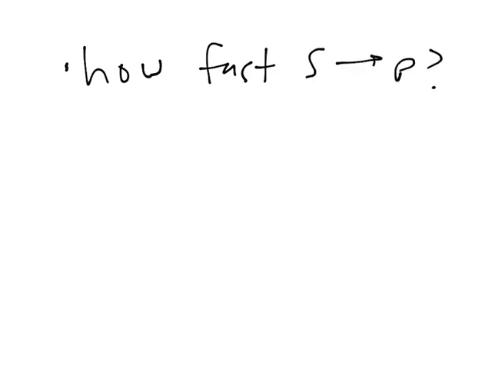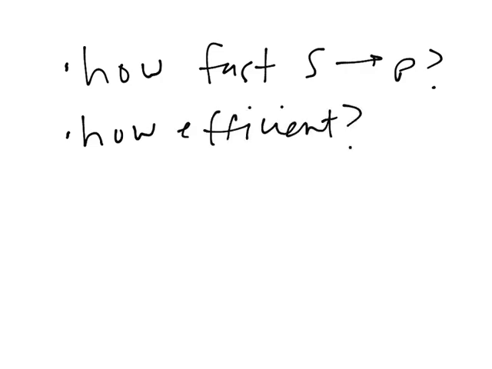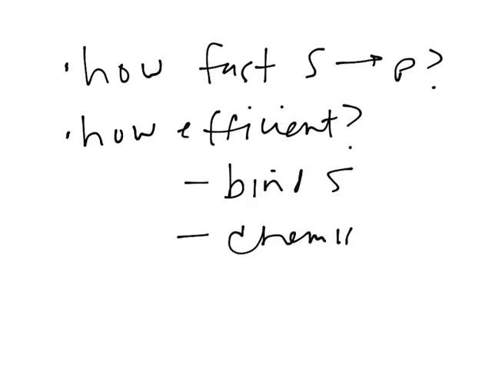So we'll talk a lot about how fast an enzyme is able to convert substrate to product. And we'll talk about how efficient it is in its job, right? So how efficient it is has to do with how well it can bind its substrate and how fast it can do its chemistry once the substrate is bound.